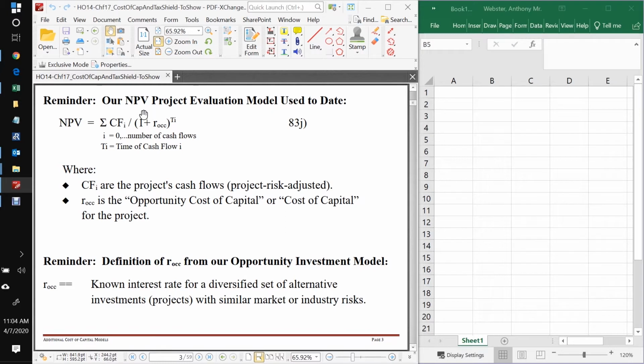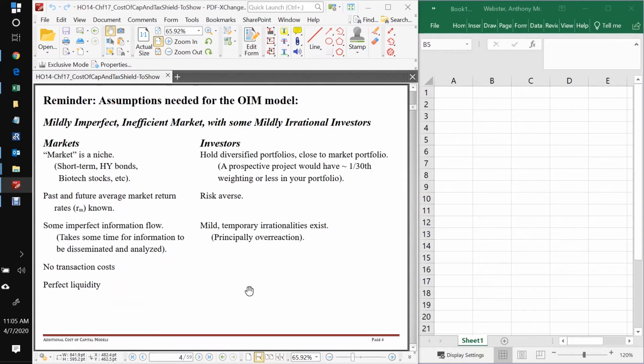Okay, so with our NPV method, the cash flows we've been using have been the risk-adjusted project cash flows, and we've been discounting with our opportunity cost of capital, or just cost of capital for short, which we've pretty much developed through the opportunity investment model. And our definition for opportunity cost of capital from that model is our known interest rate for a diversified set of alternative projects with similar market or industry risks.